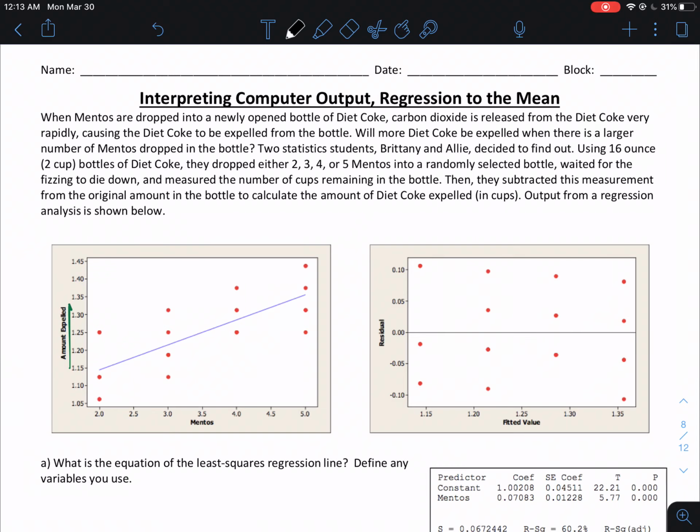All right, well, AP Stats, this is our second to last section of notes for the year. So, how exciting is that?